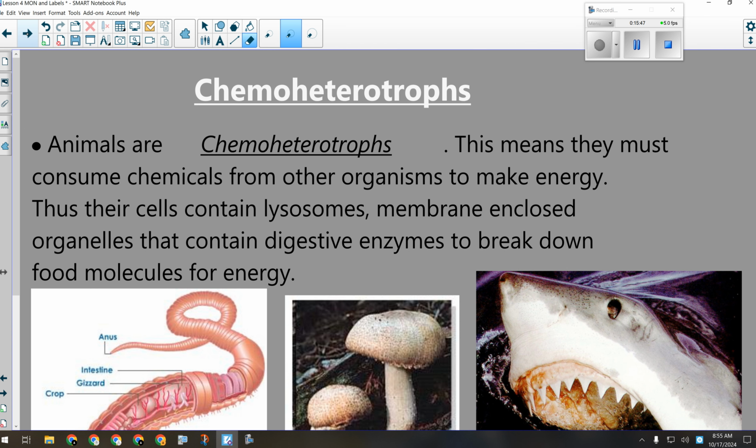First mode of nutrition we're going to talk about, chemoheterotroph. So this big long word here is definitely important. Chemoheterotroph. If you break that word down, that word means chemical other feeder. Basically, it needs the chemicals from other organisms to live.